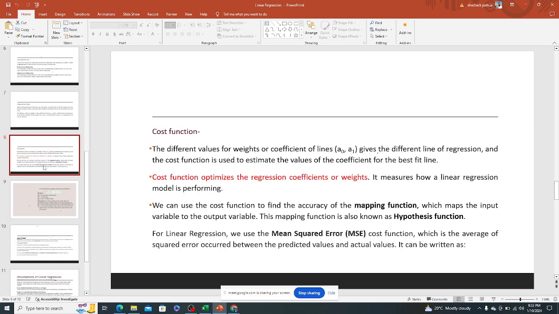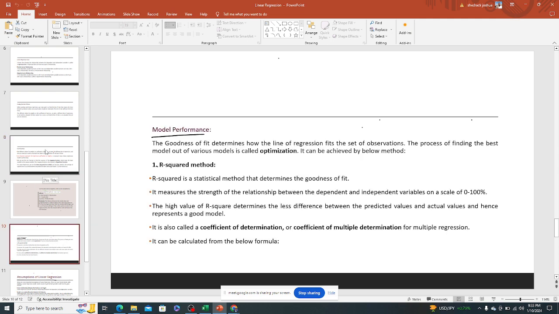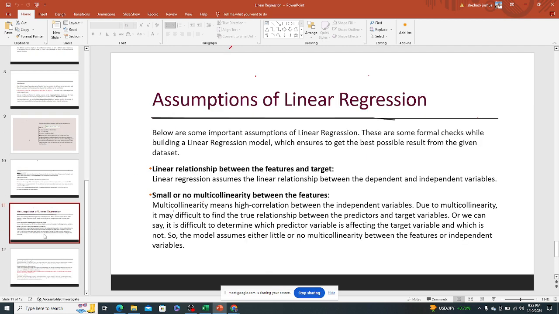I want us to discuss cost function, and then we will end at that point. Tomorrow we might discuss model performance and the assumptions. After the assumptions, we'll do some practicals. What will take our time is understanding and explaining our output.